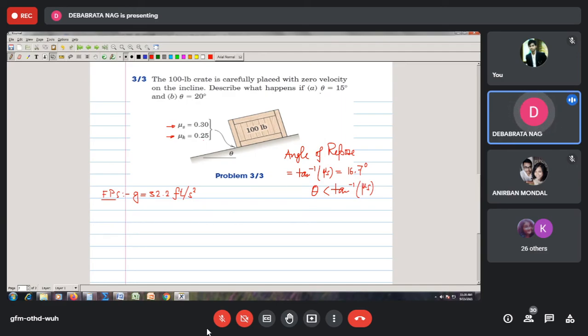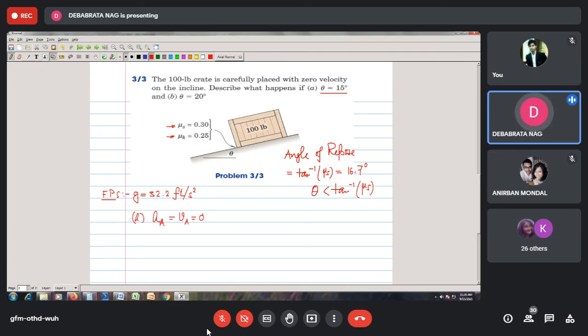So for the first case, theta equal to 15 degrees, since it is less than 16.7 degrees, for case A there is no acceleration, no motion, all will be simply zero, because it is with zero velocity. It means that there is no acceleration of the block. However, as you see, for theta equal to 20 degrees, it exceeds the angle of repose value, and the motion will start. So very simple. Now we would like to draw the free body diagram of this.